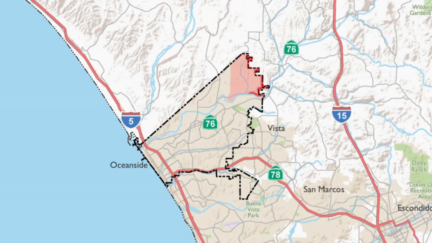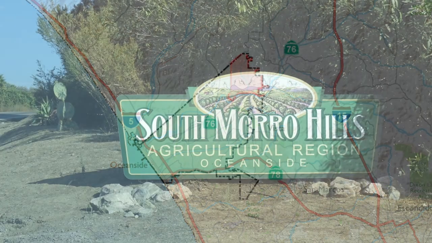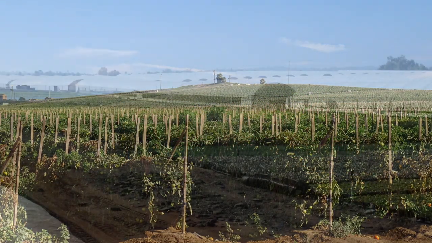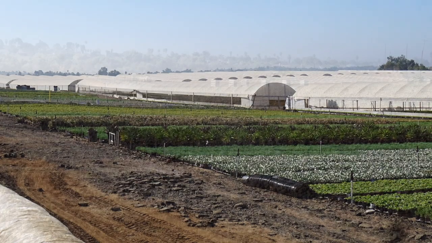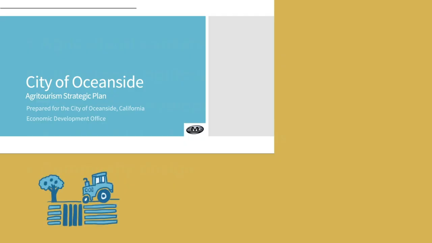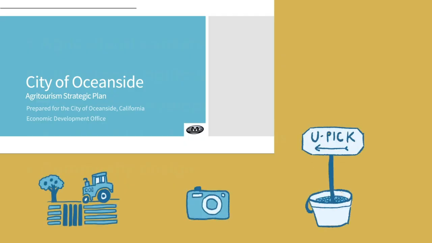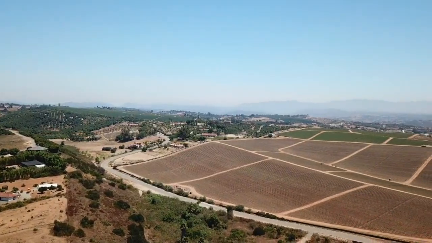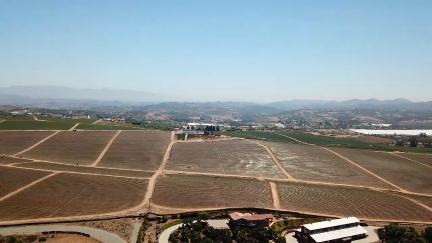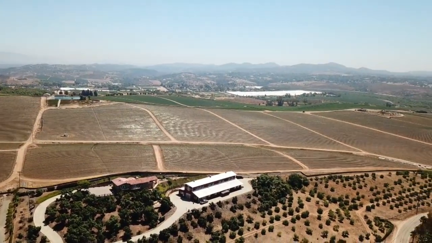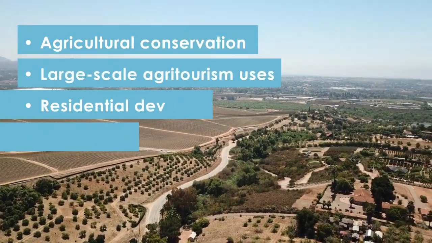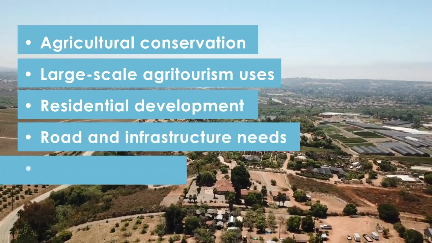The South Morro Hills area encompasses 5.5 square miles in northeastern Oceanside and is home to a variety of unique agricultural uses. In recent years, farming has become increasingly challenging and expensive in the region. The city prepared an agritourism strategic plan with the goal of linking agriculture and tourism to provide supplemental revenue for Oceanside's farming industry. Recognizing the need to plan for the area's future, City Council authorized preparation of a community plan to direct future land use and address topics such as agricultural conservation, large-scale agritourism uses, residential development, road and infrastructure needs, and community design.